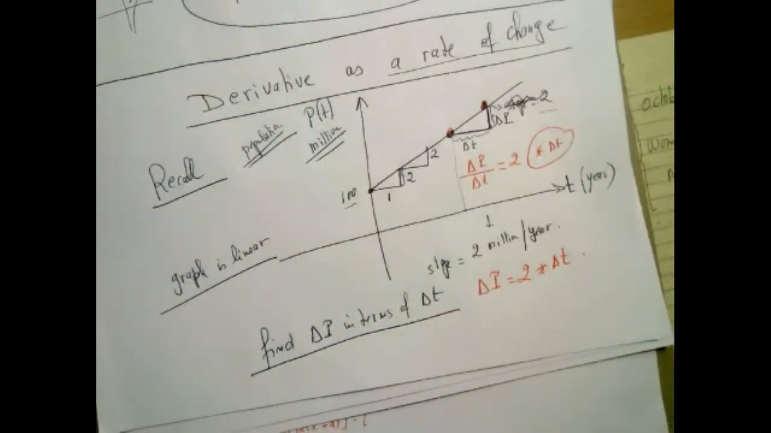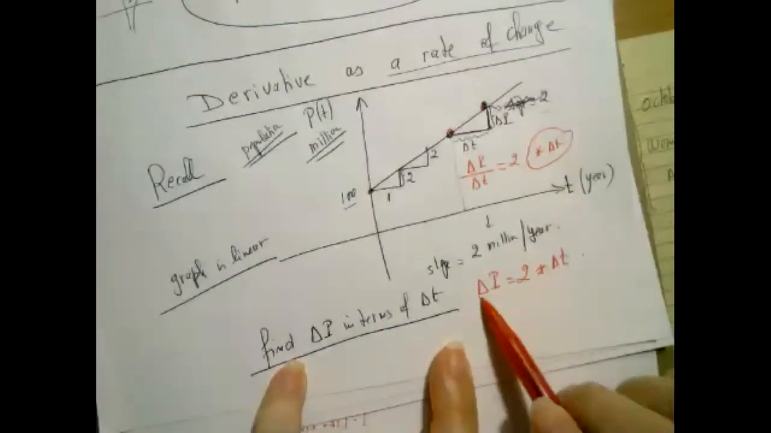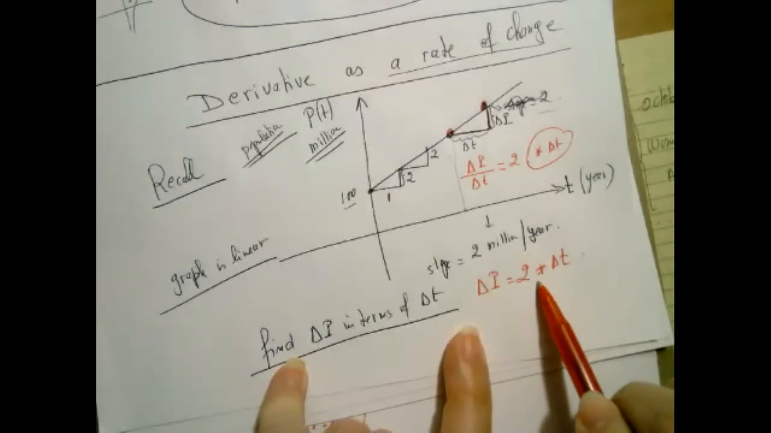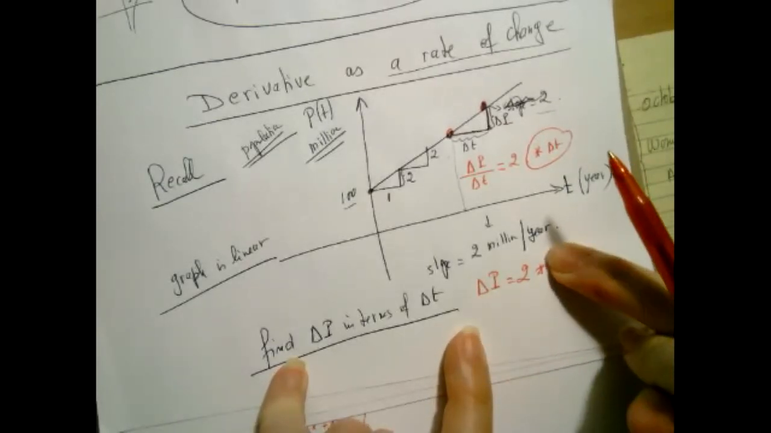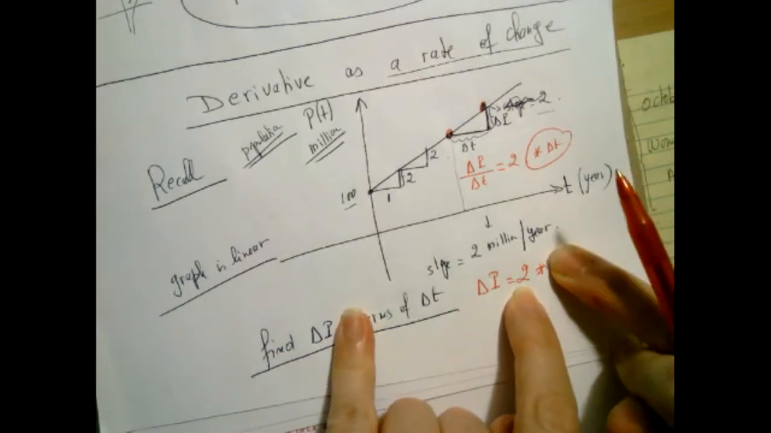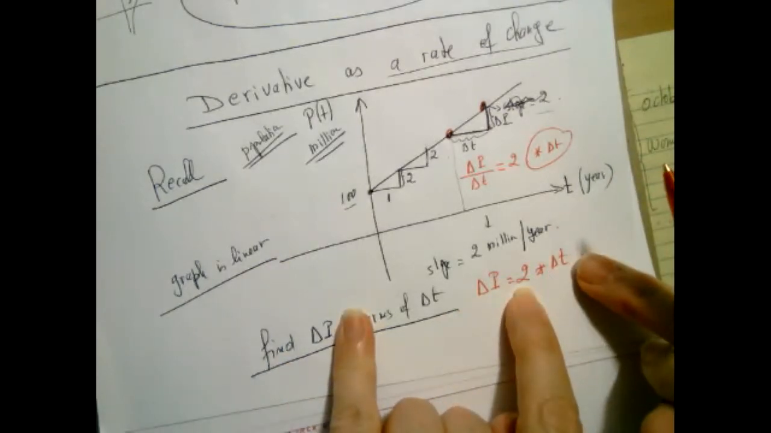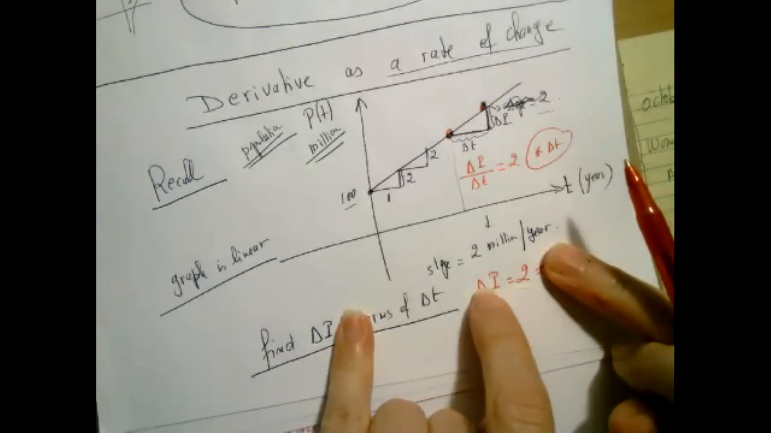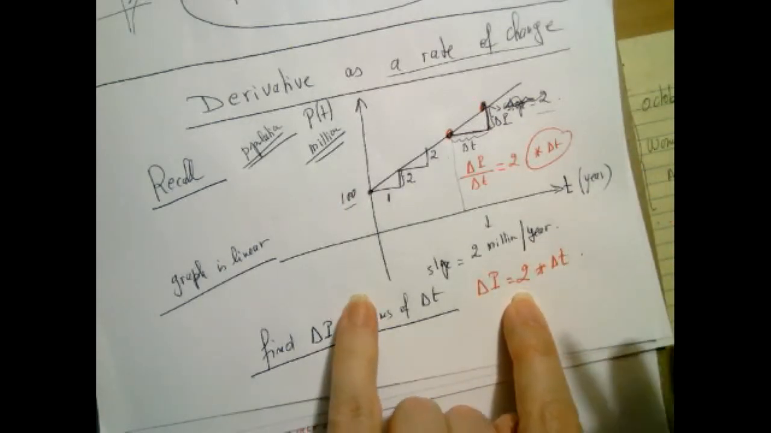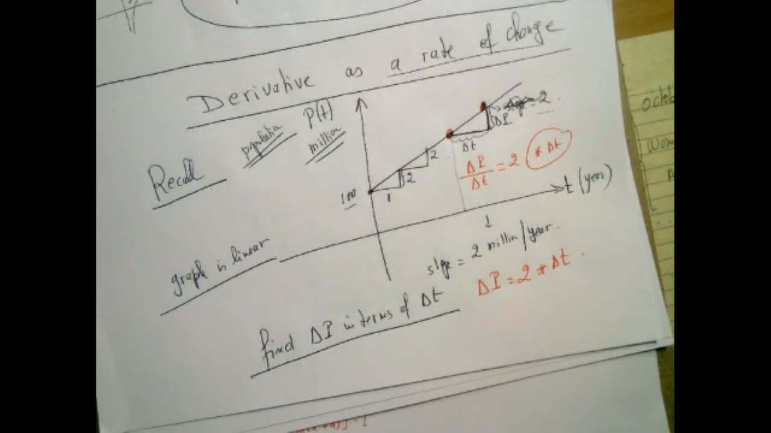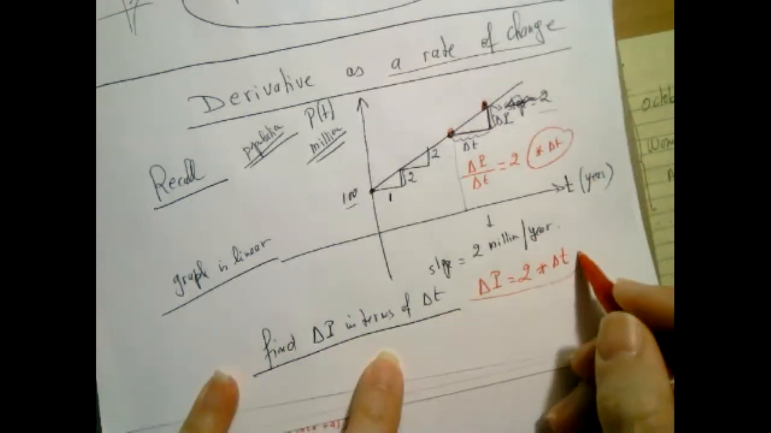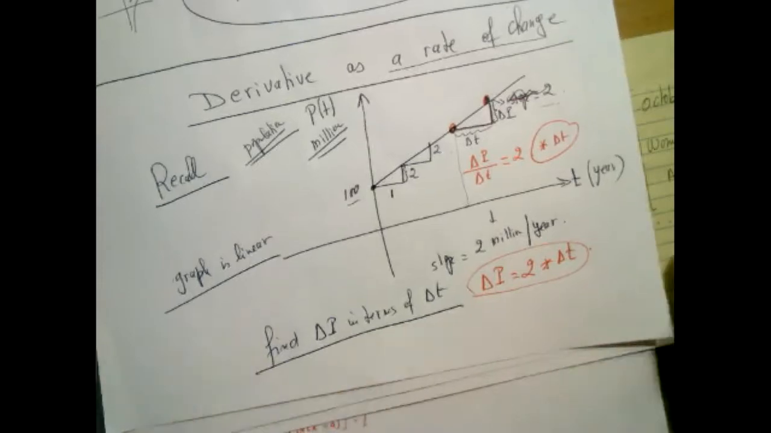So this tells me how fast the population is changing: the change in population is twice the change in time. If the time changed by 1 year, the population will change by 2 million. If the time changed by 5 years, the population will change by 2 times 5, which is 10 million, and so on and so forth.